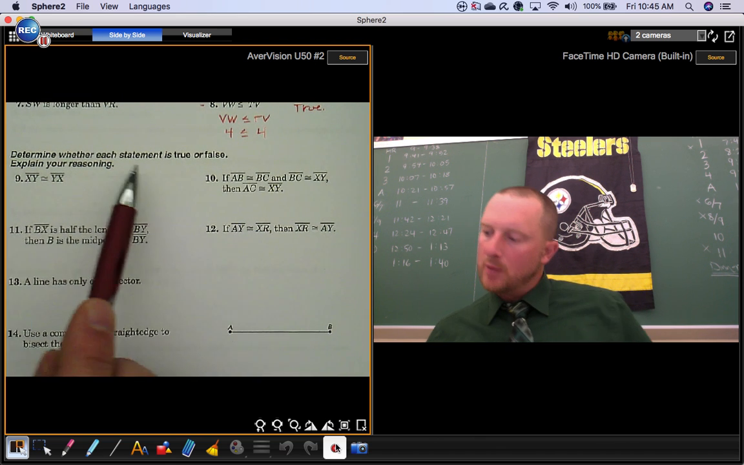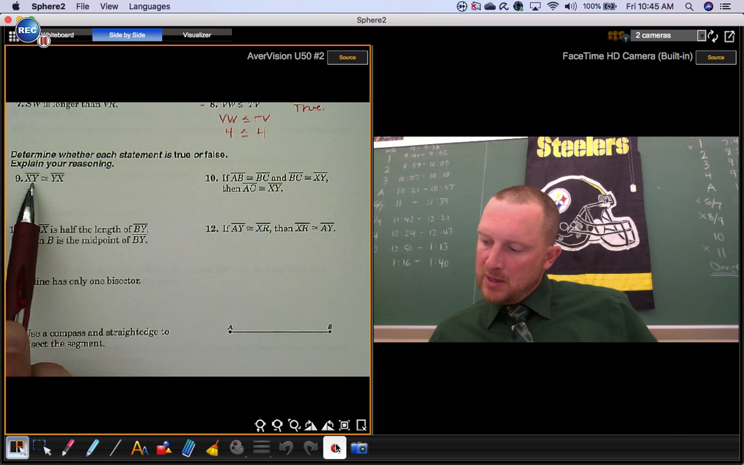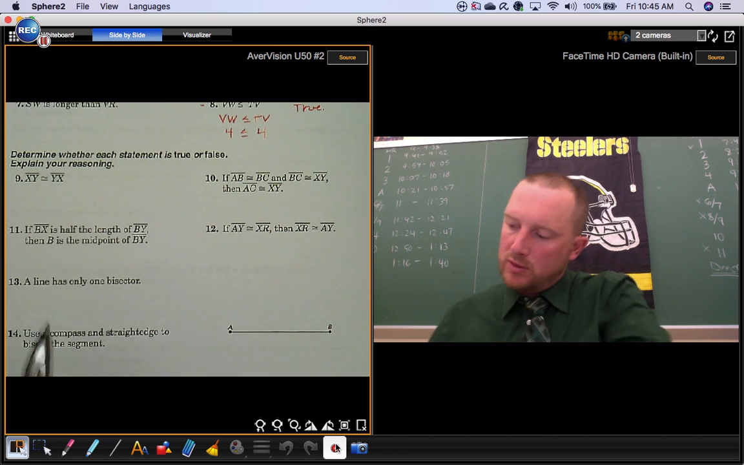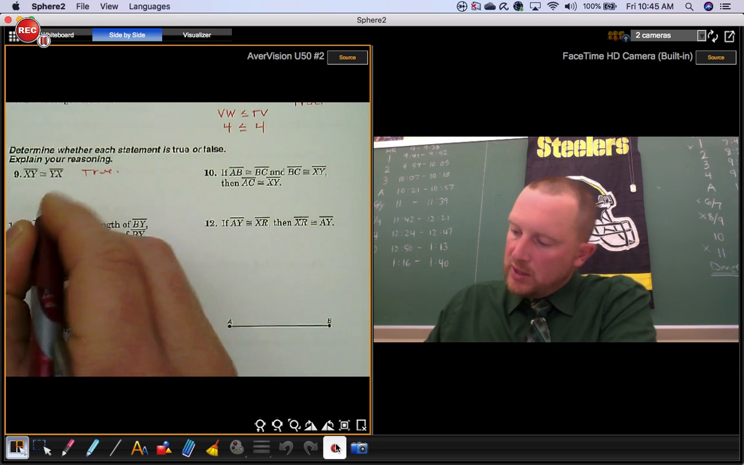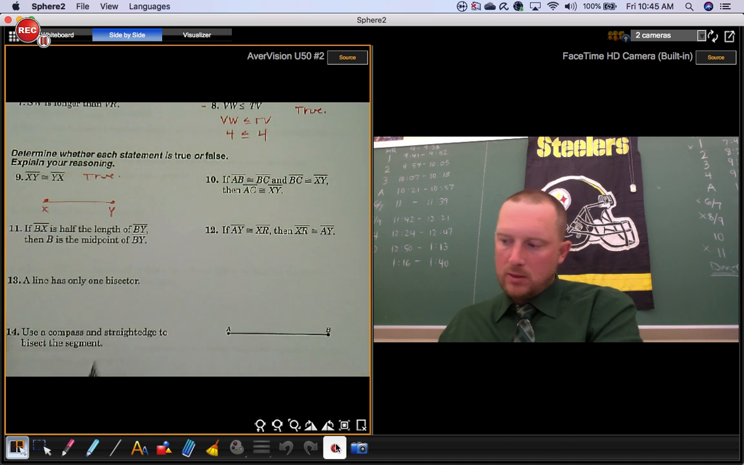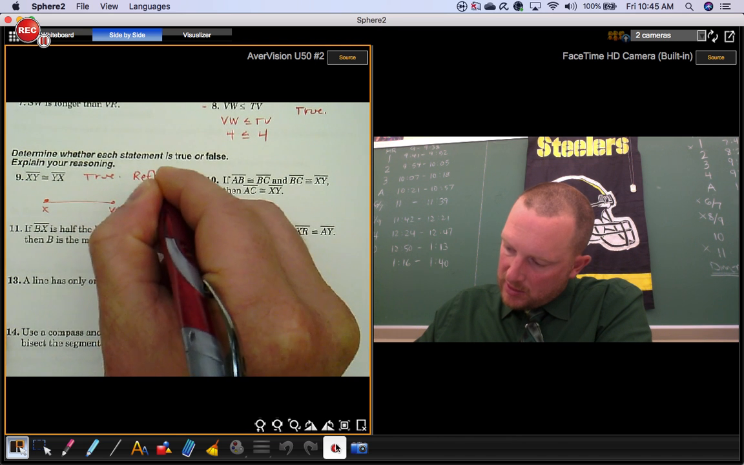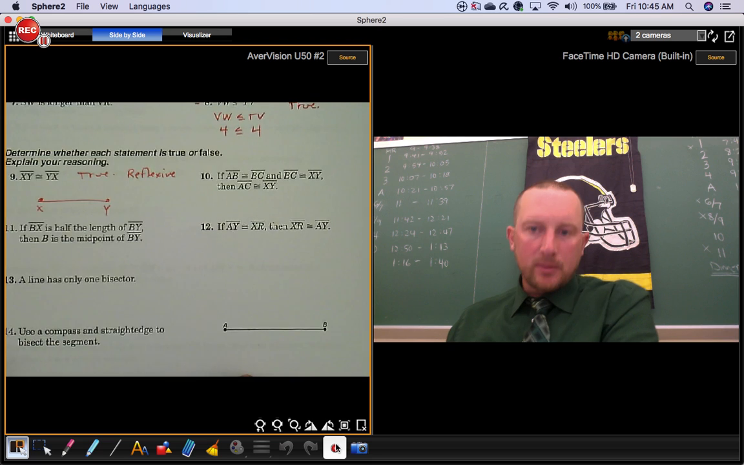Bottom section, determine whether each statement is true or false. Segment XY is congruent to segment YX. True or false? It's true. Explain your reasoning. Well, here's segment XY. Segment YX is the same segment. Is a segment congruent to itself? That's your reflexive property.